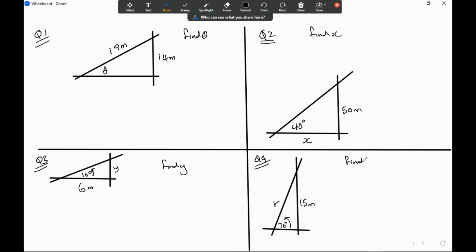Question 4, find R. Try it. When you're done, we'll go through it. Press pause and then give it a go. When you're done, we'll go through it. Alright, let's go through each and every one of these now.